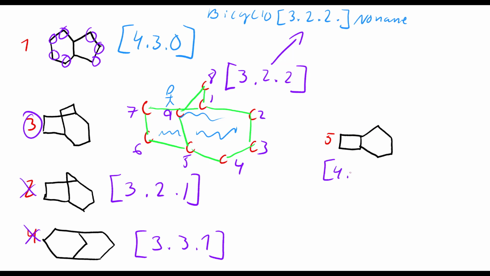1, 2, 0. So 420 is not what we want, okay? And so this is incorrect. So just by doing the simple bracket trick, you can eliminate all the answer choices except for number 3. So I hope that this helps you in naming bicyclical compounds.